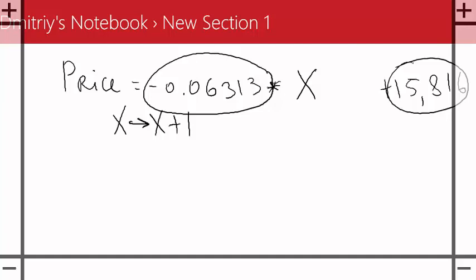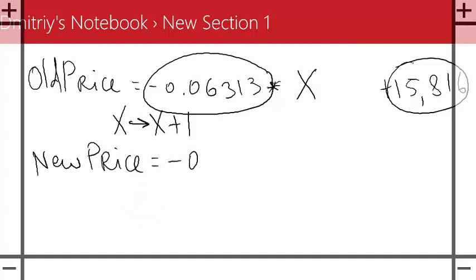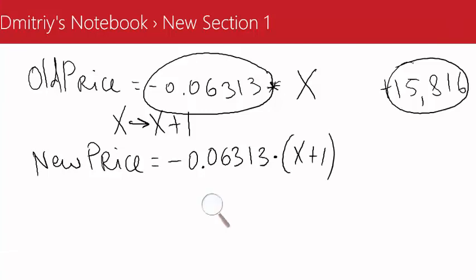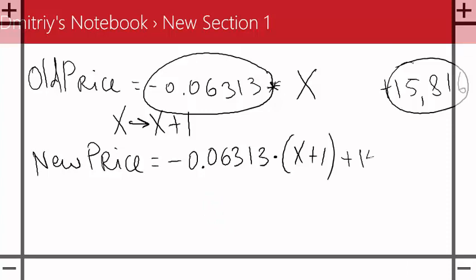That's exactly right. The price will go down, right? By how much? Well, here, let me call it old price, when the mileage was X. So now my new price is going to be the slope, minus 0.06313, times, now the new mileage is X plus 1, and the same intercept, the same free term, 15,816.